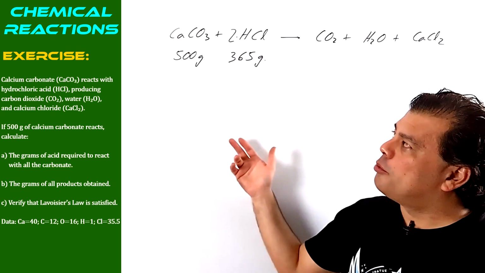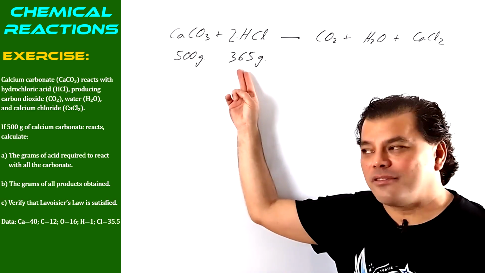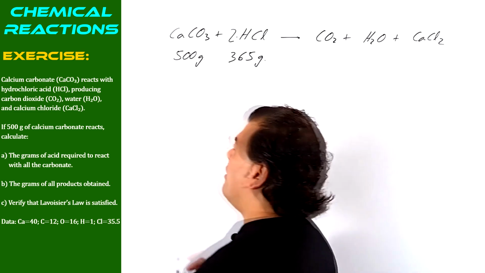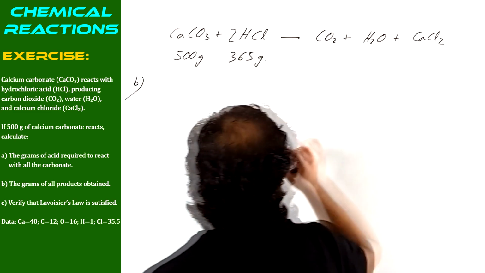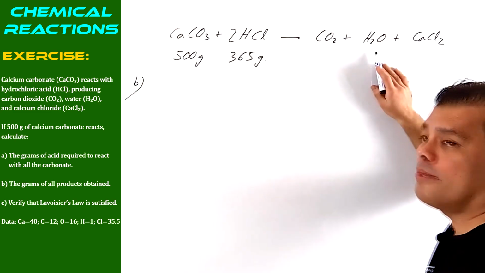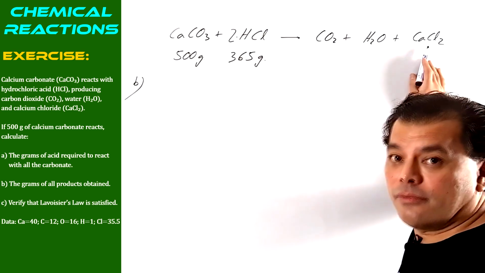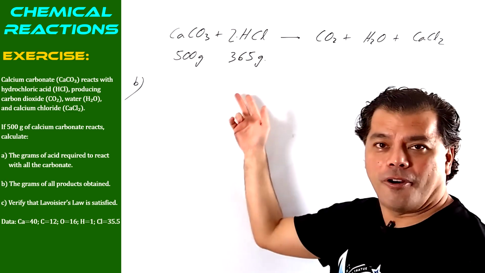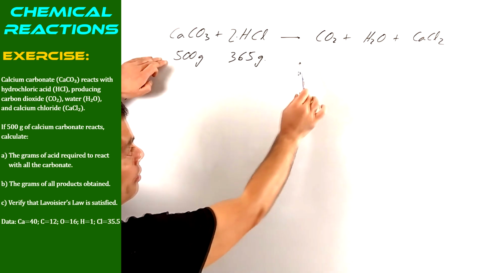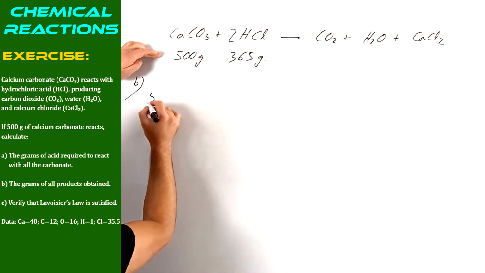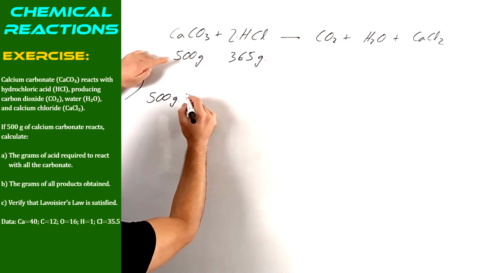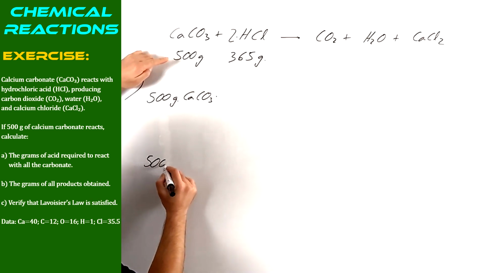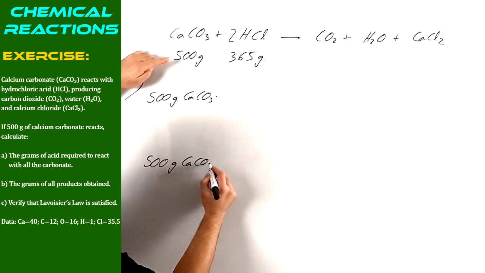Binnacle project. As I had to erase the whiteboard, I placed here the result of the previous section in order to calculate the products, because in the second section they are asking us to calculate how many grams of carbon dioxide, how many grams of water, and how many grams of calcium chloride. So let's do it, and it's similar to what we've done before. Look, as we are calculating 3 substances, let's place here 500 grams of calcium carbonate in order to inject the conversion factor.